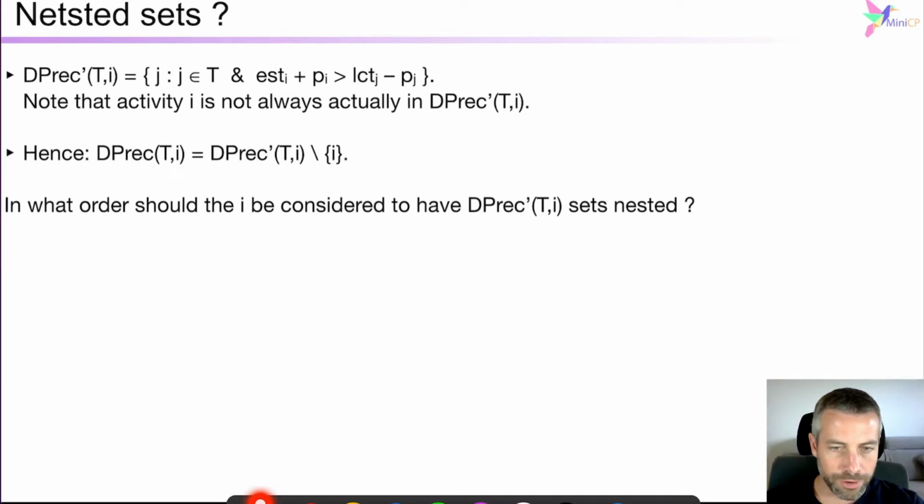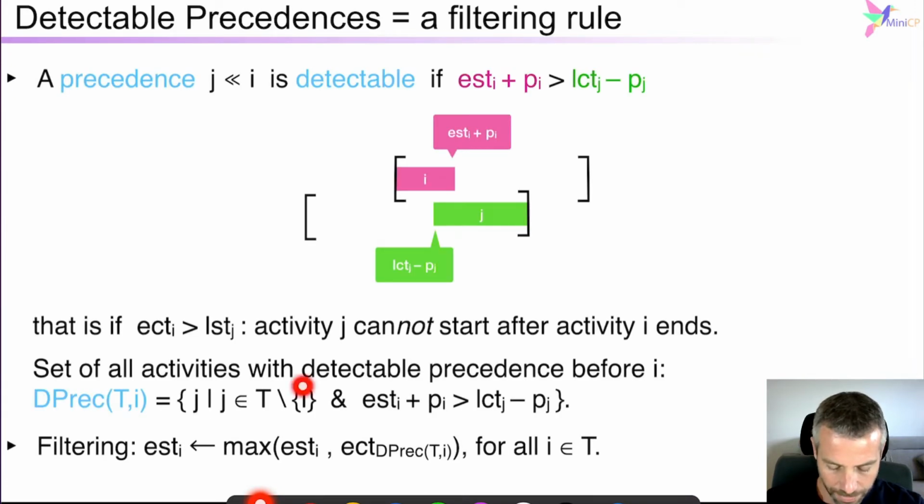In order to have an efficient filtering algorithm for the detectable precedence rule that we just have seen, we should also be able to define nested sets. And the goal here is to see if there are possible nested relations between the detectable precedence sets. In our definition, the activity I cannot be included in the set of detectable precedence of I, otherwise the filtering rule would not be valid.